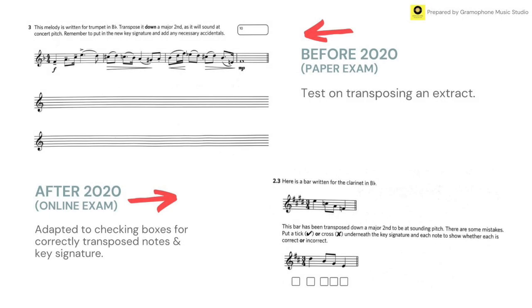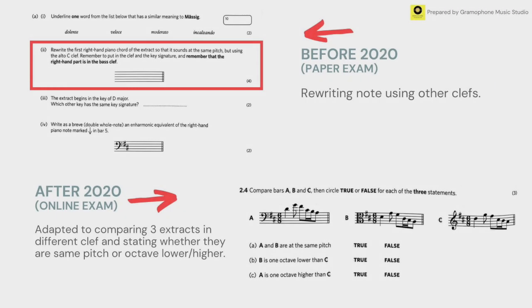Moving on to the third question, which is the test on transposing an extract. In the online exam, it is adapted to checking the boxes for the correctly transposed notes and key signature. Next, rewriting the notes using other clefs. In the online exam, it is adapted to comparing 3 extracts in different clefs and stating whether they are at the same pitch or 1 octave higher or lower.